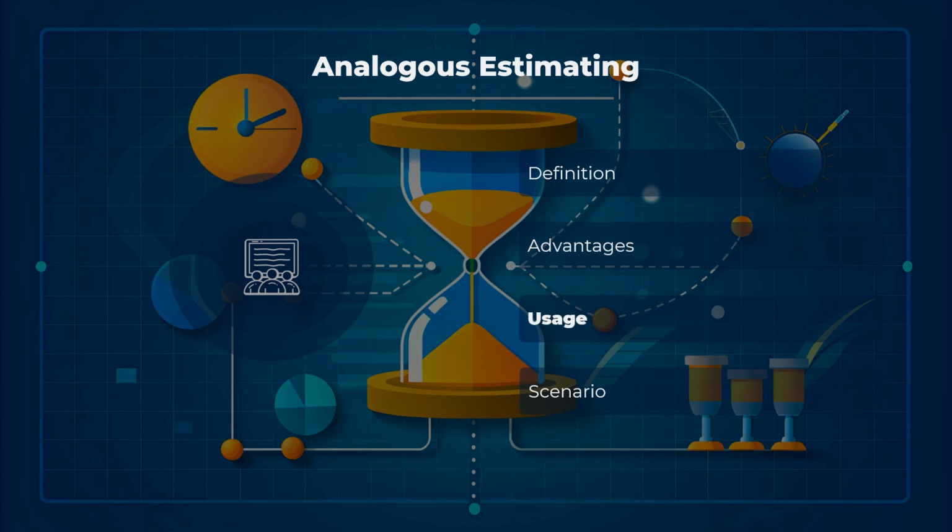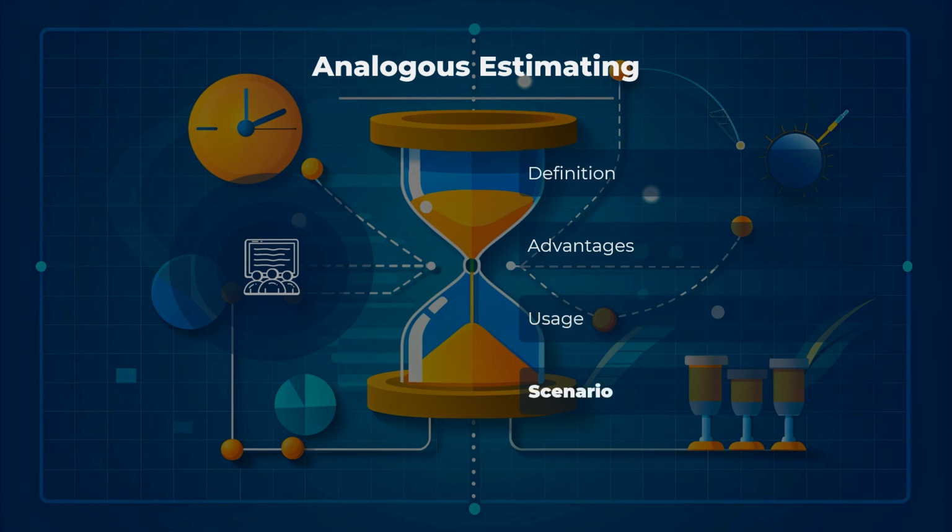Let's see how analogous estimating is used. Project comparisons: best used when there are several similar projects to draw comparisons from. Early estimates: ideal for providing rough estimates during the initial project planning stages.